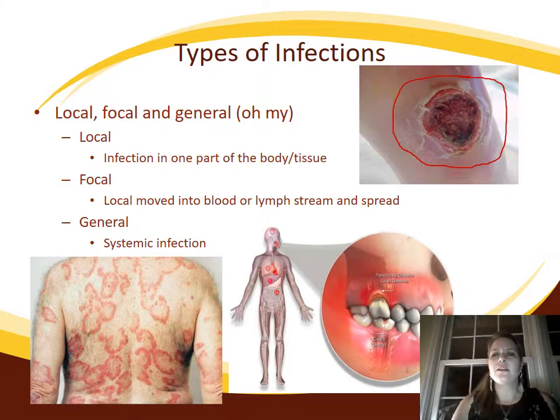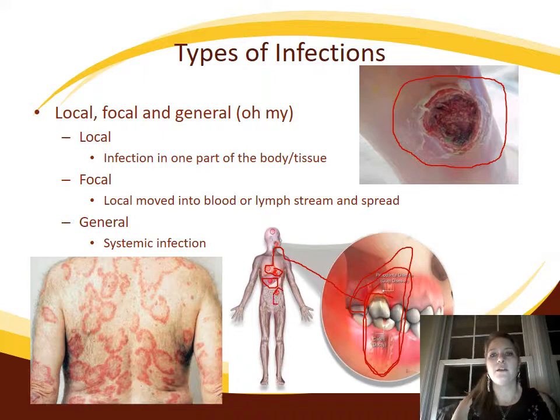A focal infection starts out as a local infection, let's say an infection in the teeth, like what is shown here. But then it gets into the bloodstream or the lymph stream and spreads throughout the body. So here we started off with a tooth infection that got into the bloodstream and started to infect the lungs, the heart, we've got the liver, and we've got the intestinal system.